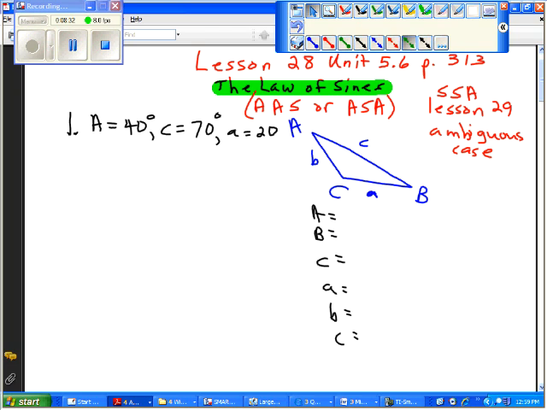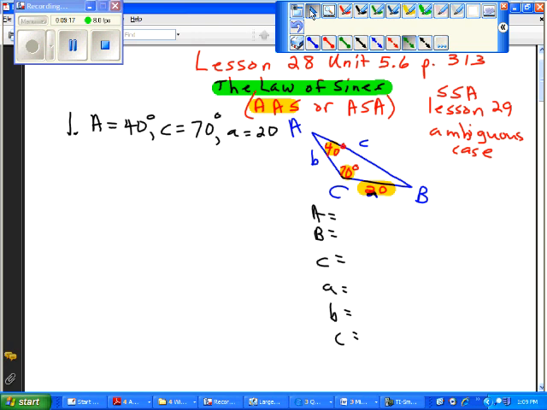Now, let's look at what we're given. I'm going to go ahead and write it in there. We're given angle A is 40 degrees. We're given that angle C is 70 degrees. And we're given that little a is 20. So what order is that in? It's in the order of angle, angle, side. What we're given is in the order angle, angle, side. And we're going to use the law of sines. Now, we haven't even written the law of sines down yet. Okay?